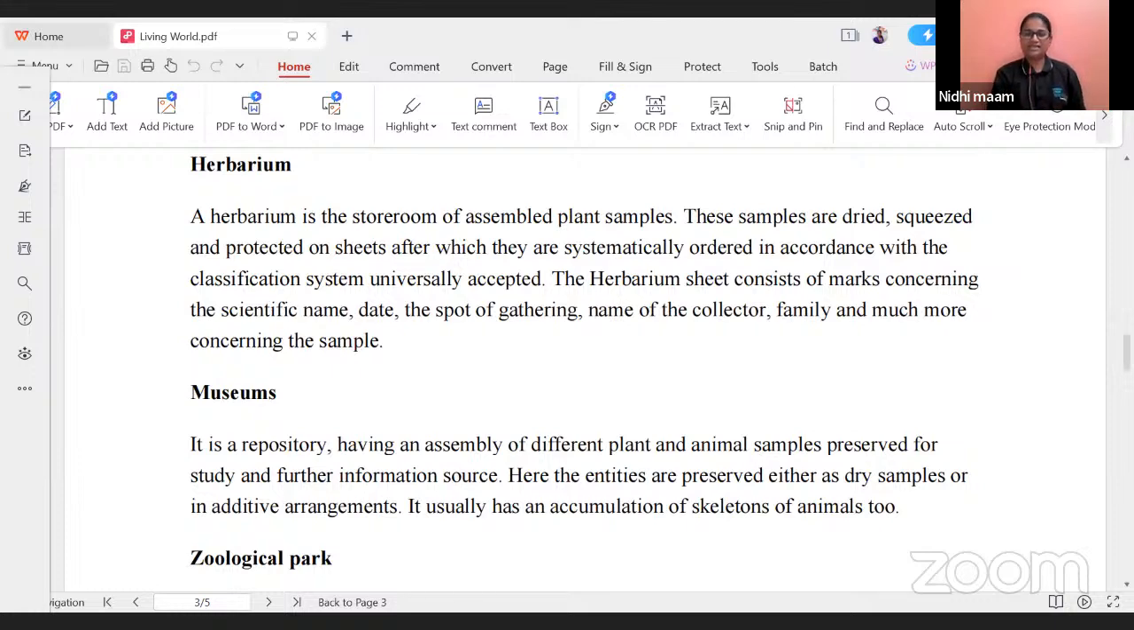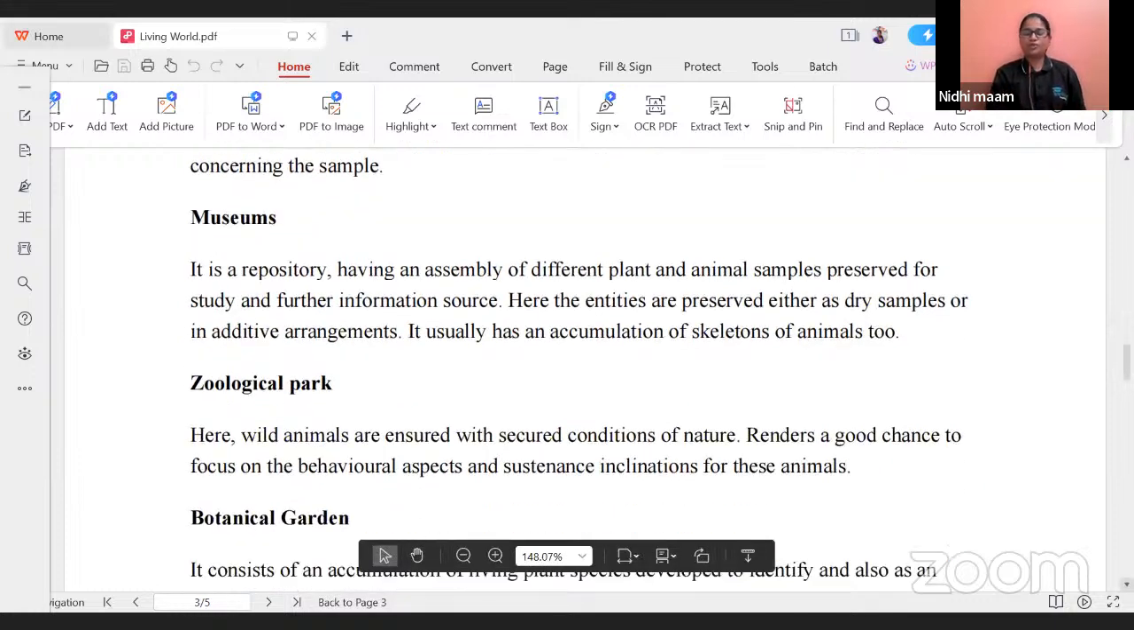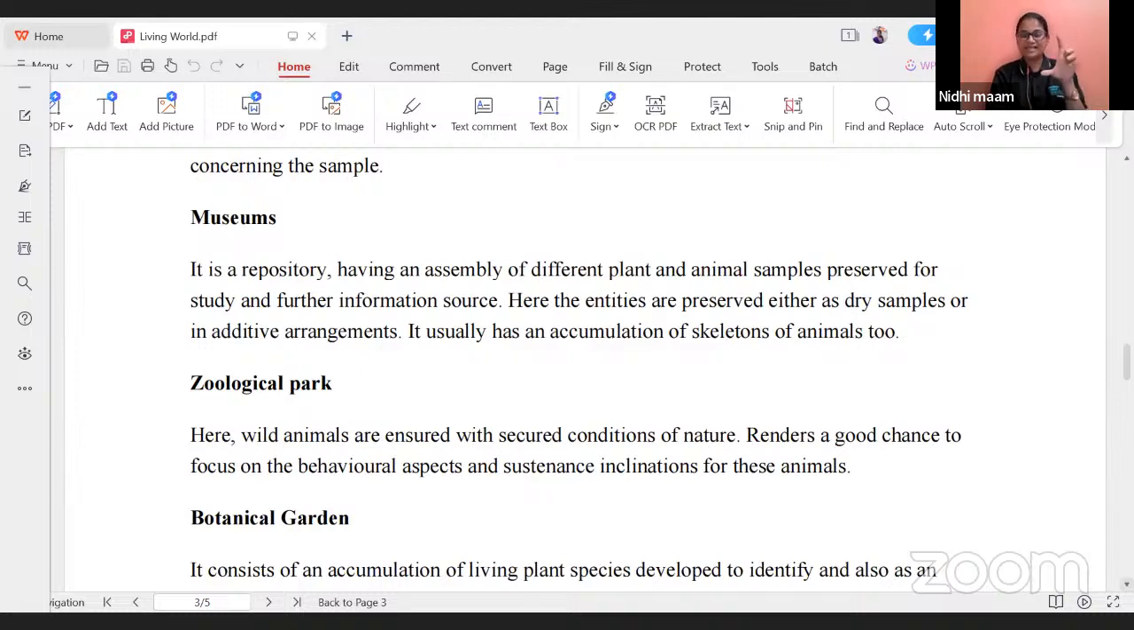Next, when we consider museums, you might have visited many museums also. Your college laboratories are mini museums. You can see many organisms stored, right, in chloroform. So it is a repository having an assembly of different plant and animal samples preserved in one place, which is used for study and as a further information source.